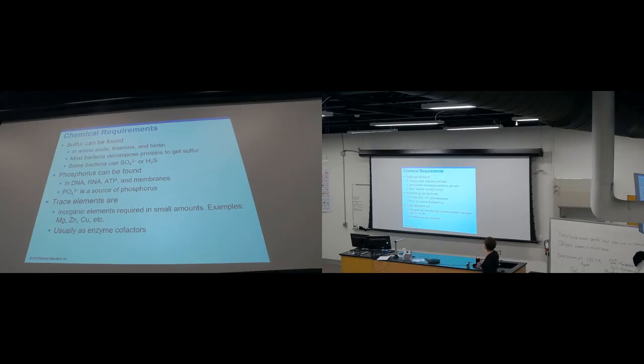Now for phosphorus. Phosphorus is part of these elements that can be found in DNA, RNA, and ATP. And also phosphate is part of these chemicals where bacteria can get their phosphorus.